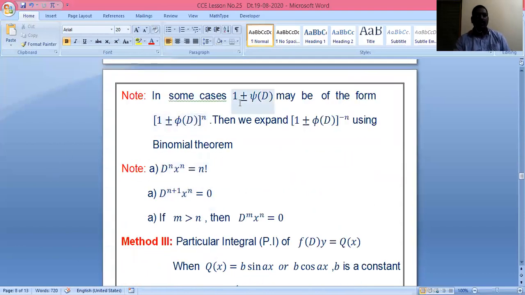Note: in some cases, 1 ± φ(D) may be of the form 1 ± φ(D)^n. Then we expand (1 ± φ(D))^(-n) using the binomial theorem.